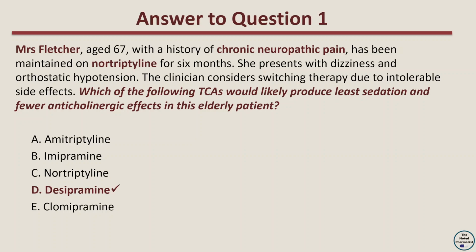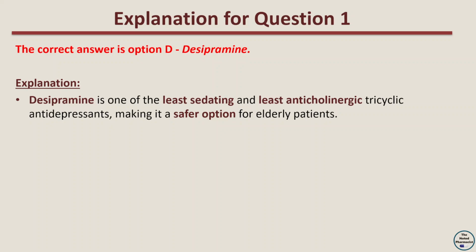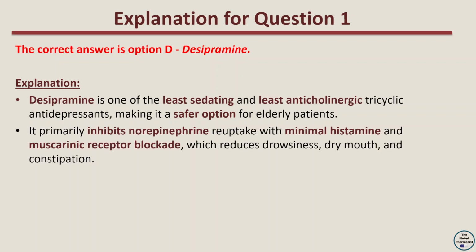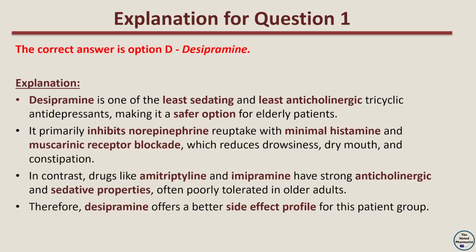The correct answer is option D, desipramine. The explanation is that desipramine is one of the least sedating and least anticholinergic tricyclic antidepressants, making it a safer option for elderly patients. It primarily inhibits norepinephrine reuptake with minimal histamine and muscarinic receptor blockade, which reduces drowsiness, dry mouth, and constipation. In contrast, drugs like amitriptyline and imipramine have strong anticholinergic and sedative properties, often poorly tolerated in older adults. Therefore, desipramine offers a better side effect profile for this patient group.